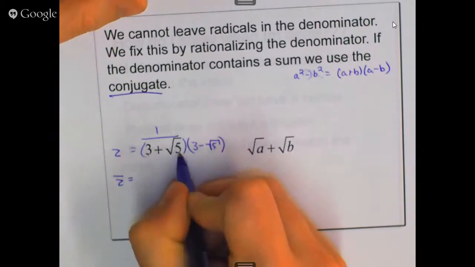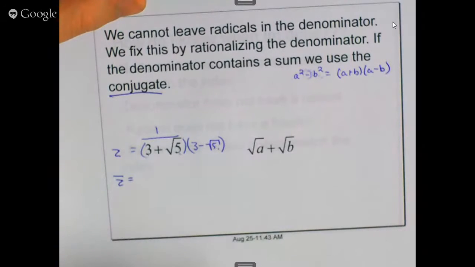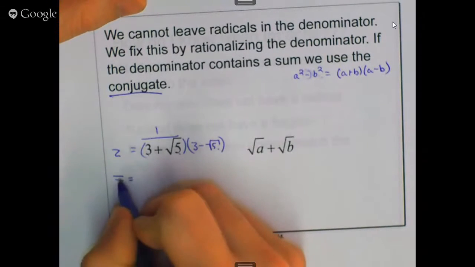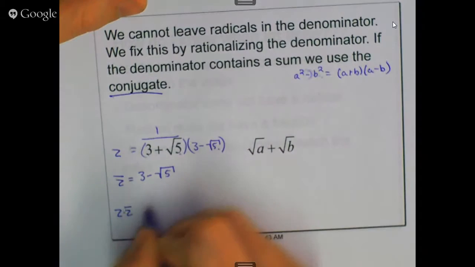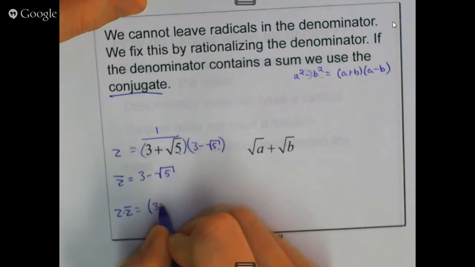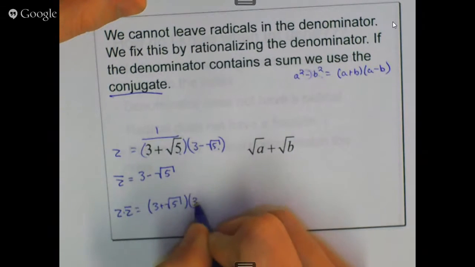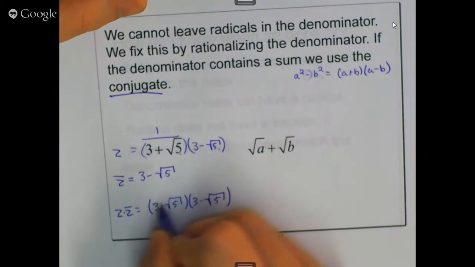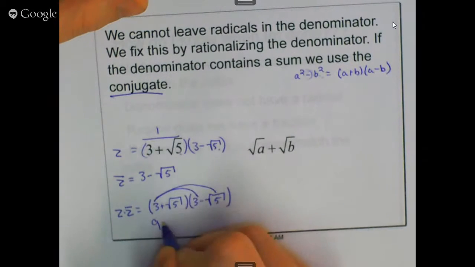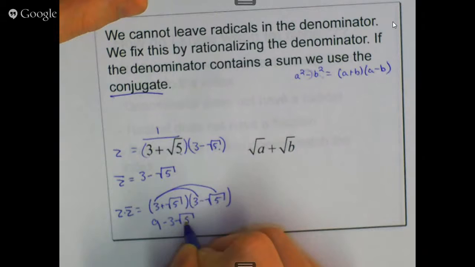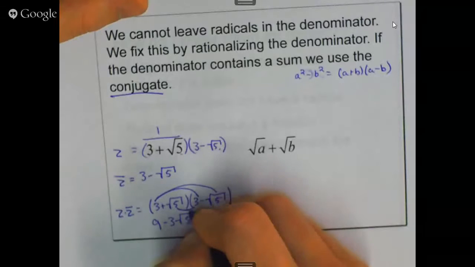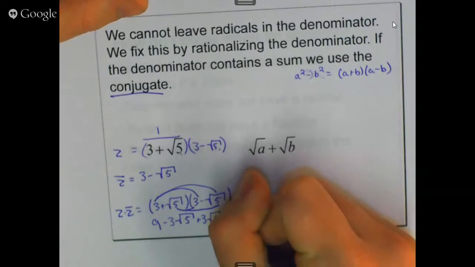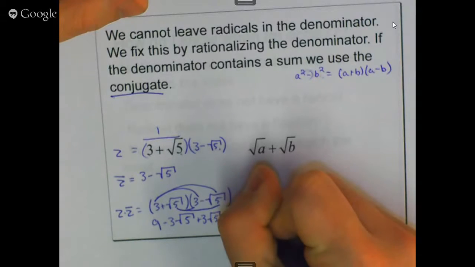And notice there are 2 terms here and 2 terms here. And then we will FOIL. So z bar would be 3 minus radical 5. And then multiplying these 2 together, we have 3 plus radical 5 times 3 minus radical 5. And I would just FOIL this all out. Okay, so I get 3 times 3 is 9. 3 times minus radical 5 is negative 3 radical 5. Radical 5 times 3 is 3 radical 5. Radical 5 times negative radical 5 is negative radical 25, which is 5.